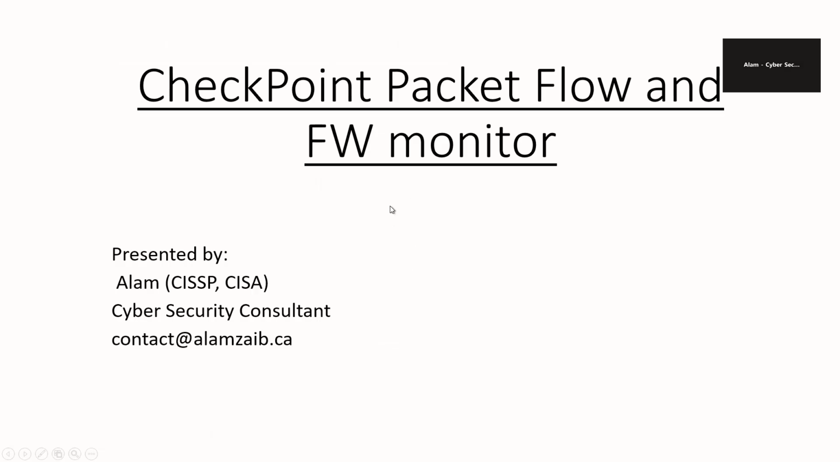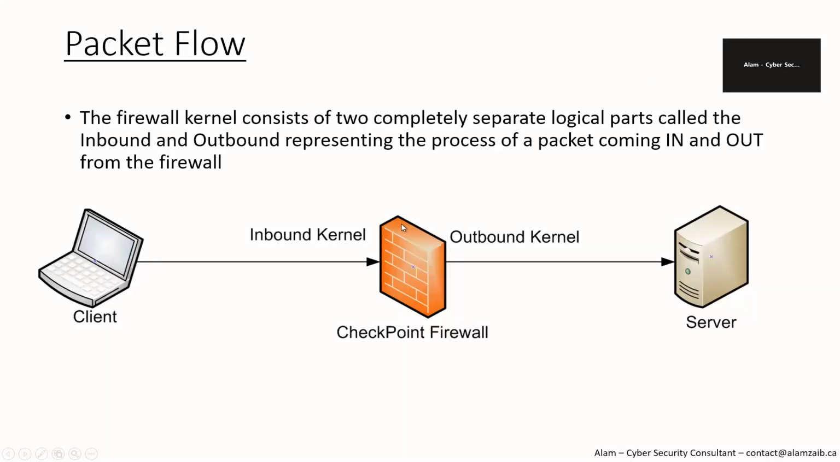Okay, so I'm going to explain briefly how the Checkpoint packet flow works and how we can use FW Monitor to capture the flow of traffic. So let's say a client is sending traffic to the server, and the Checkpoint firewall is in the middle. The way the packet flow works is it comes to the inbound kernel and leaves the outbound kernel, which I'm going to explain in the next slides.